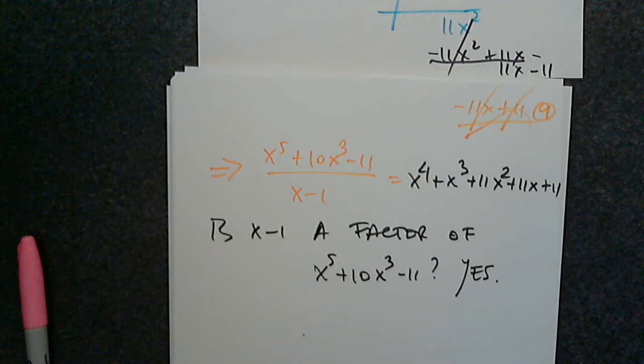You do know. Why is it a factor? Is it because there's no remainder? Perfect. That's the answer. There is no remainder, so it must be a factor of the top. Absolutely. Very good. Say it again.